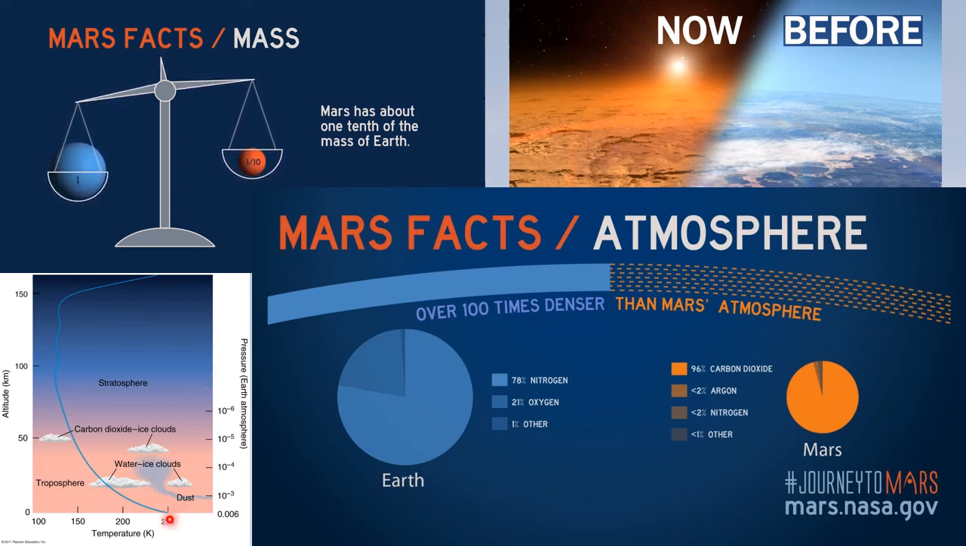When we look at the layers, they do have a troposphere on Mars. You have water ice clouds. You also have carbon dioxide ice clouds. And once you get up to a certain height, it just kind of keeps increasing in temperature. So there's a stratosphere, but then it pretty much just keeps increasing.